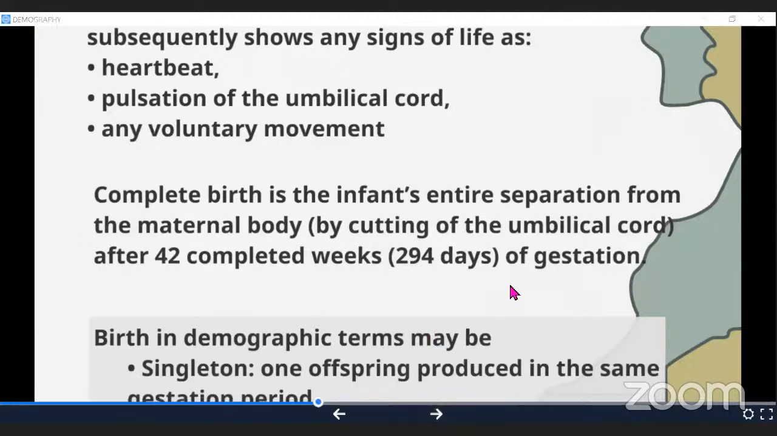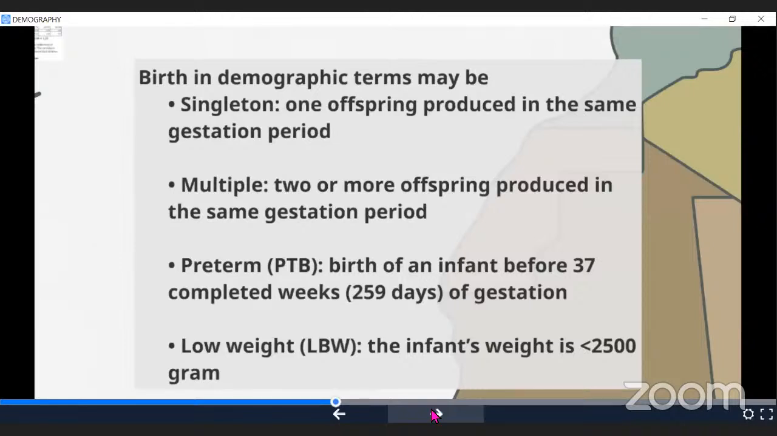So since you do not have your obstetrics yet, by definition, singleton is one offspring. Multiple, you have two or more offspring. Preterm is less than 37 weeks or less than 259 days. Low weight is any infant less than 2,500 grams.